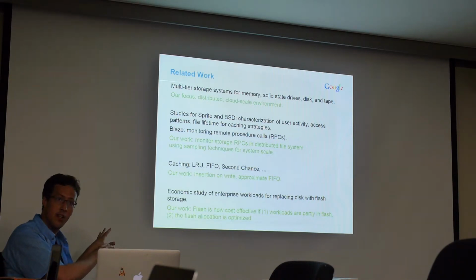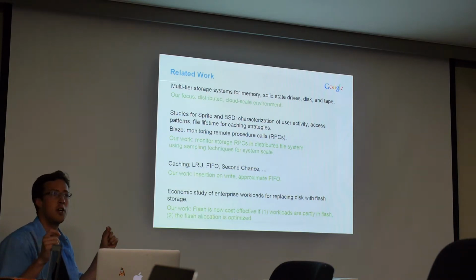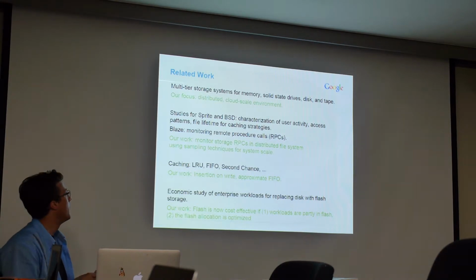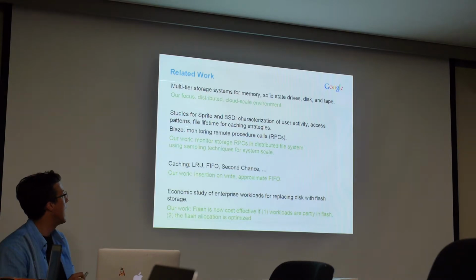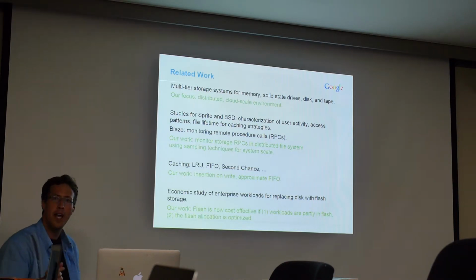Whereas in the data center context, if you have 100,000 different servers, you have many different challenges in terms of keeping track of the workloads and the access patterns. It's more federated. There are many early studies from Sprite and BSD that characterize user activity, access patterns, and file lifetimes for caching strategies. These studies were very useful and were done mostly for the context of things like the buffer cache and understanding the optimal read-ahead strategies inside the kernel of a single operating system on a single machine.